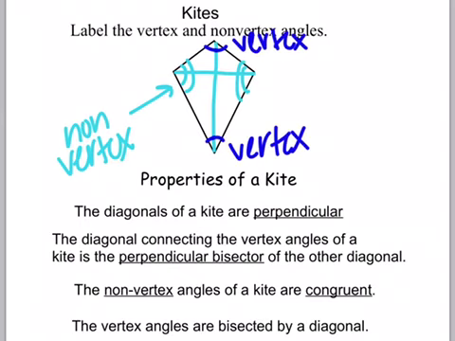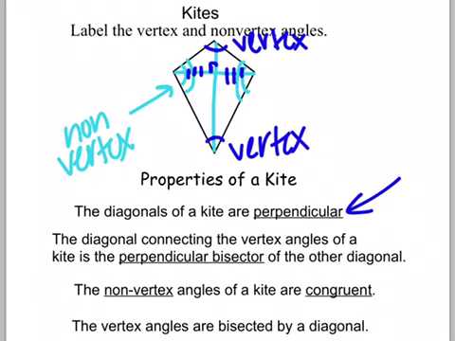The properties of a kite. This intersection right here is going to be a 90-degree angle. I also know that it creates a midpoint for this non-vertex angle length. The diagonals of a kite are perpendicular, so that's what gave me that. The diagonal connecting the vertex angles of the kite is the perpendicular bisector of the other diagonal. So I don't know anything about the long length from vertex to vertex. I only know about the segment that runs from non-vertex to non-vertex.